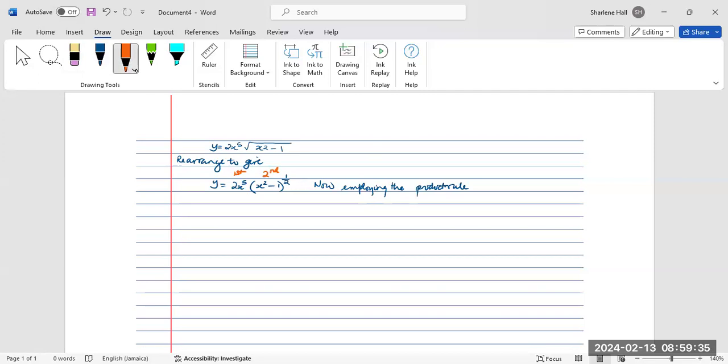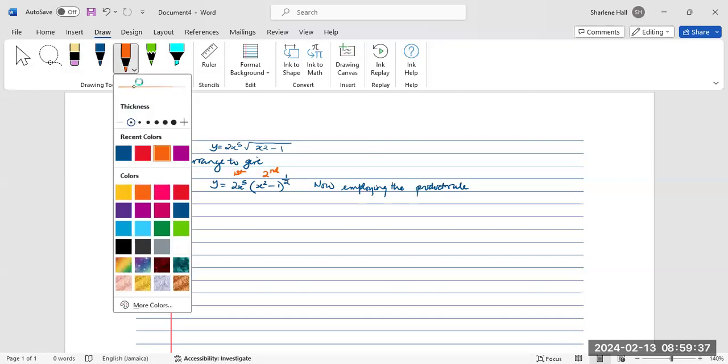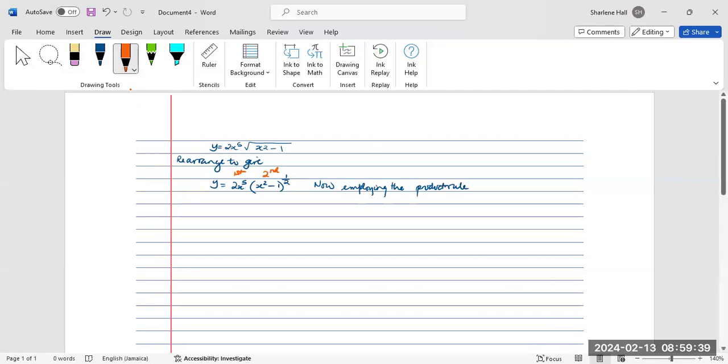So remember, it's the first times the differentiation of the second plus the second times the differentiation of the first. All right, so that's what I'm doing here now.